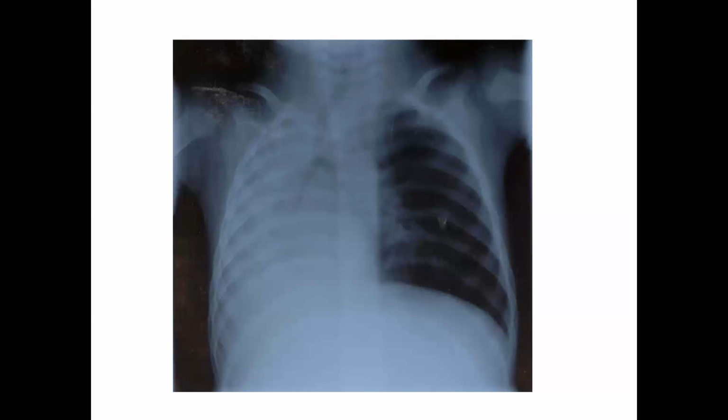So if you had a right-sided lateral decubitus film, the individual would be lying on their right side while the X-ray is taken. If it's a left lateral decubitus film, the individual would be lying on their left side while the lateral decubitus is filmed.